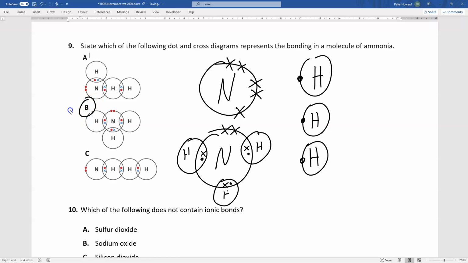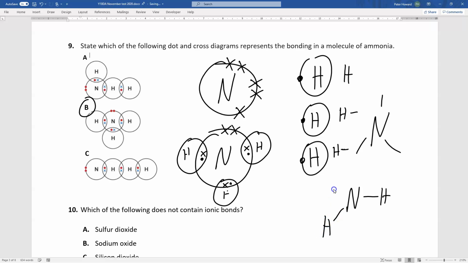The other way of doing it is, if you remember, nitrogen's in group 5. 5 electrons in its shell, it needs to gain 3. This means it forms 3 bonds. Hydrogen always forms 1 bond. If you imagine this as a sort of jigsaw puzzle, to fit it together, you would have a nitrogen in the middle with 3 hydrogens, like this, and again coming up with the diagram for B.